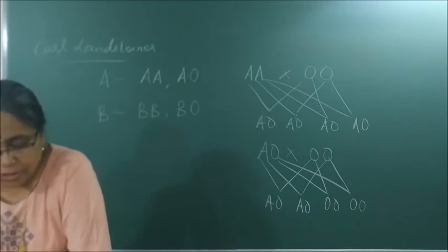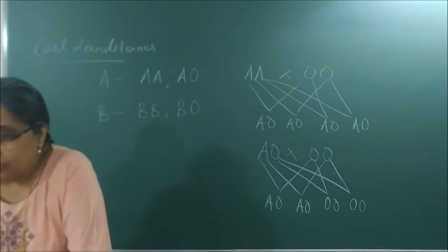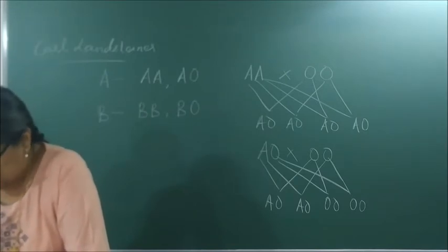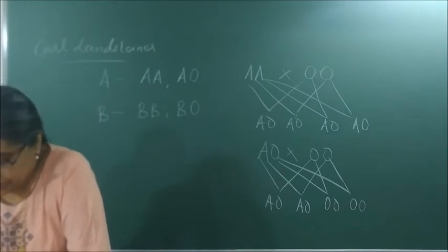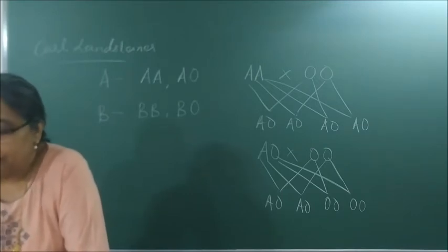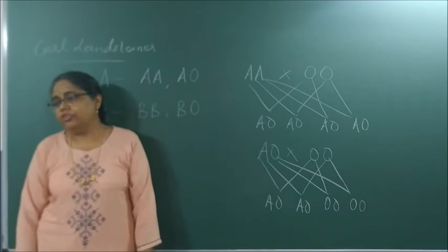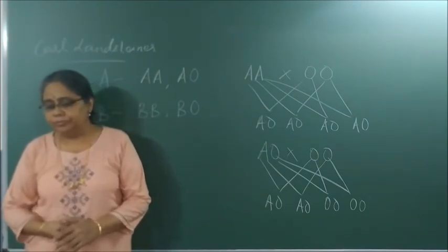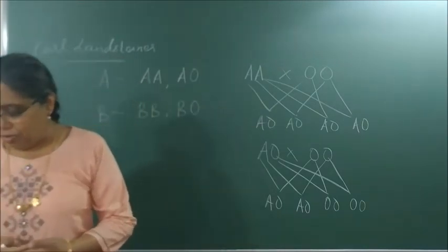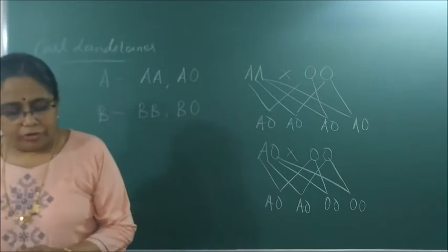If we assume that O is dominant, then the child may have blood group O. Since in all these assumptions the child can have blood group O, we cannot conclude which trait is dominant.